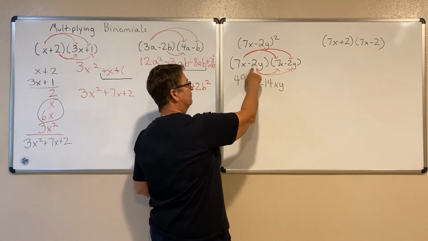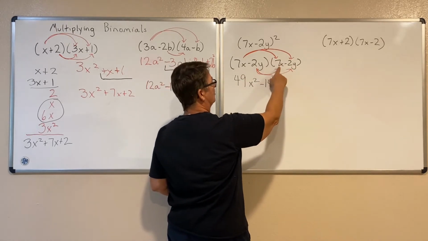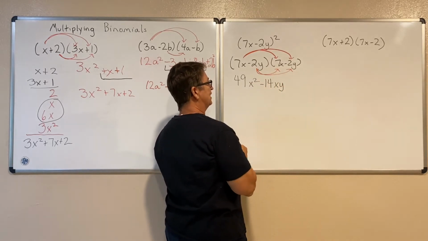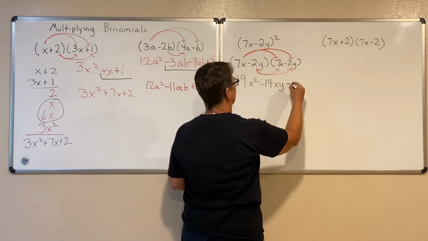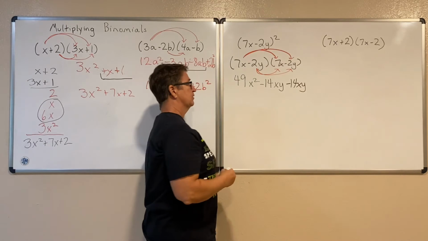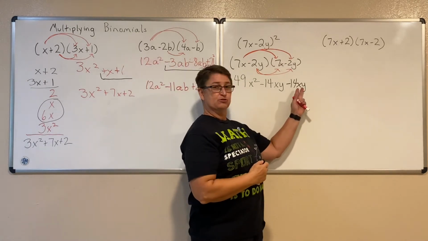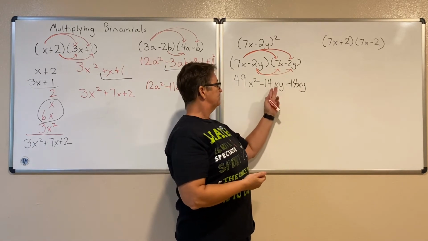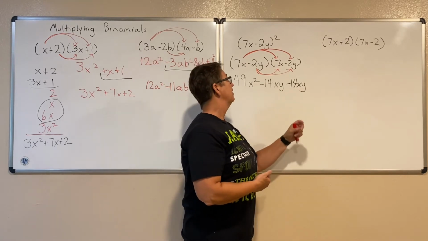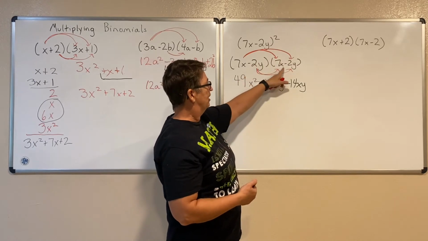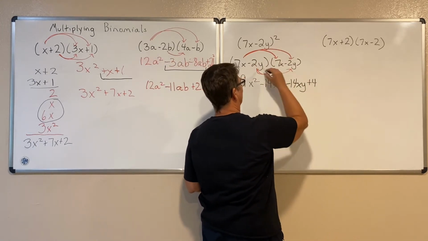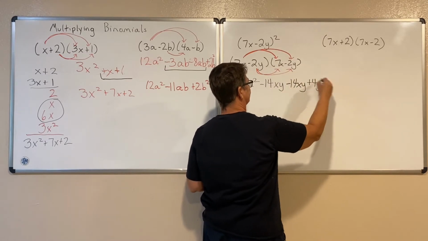So this negative 2y, I'm going to multiply times the 7x. So negative 2 times 7 gives me a negative 14. And then the x and the y are multiplying together. I could write it as yx because multiplication is commutative. But since I wrote this one as xy, I'm going to write that one as xy also. Then I'm going to multiply the negative 2 times the negative 2, which gives me a positive 4. And then y times y is y squared.